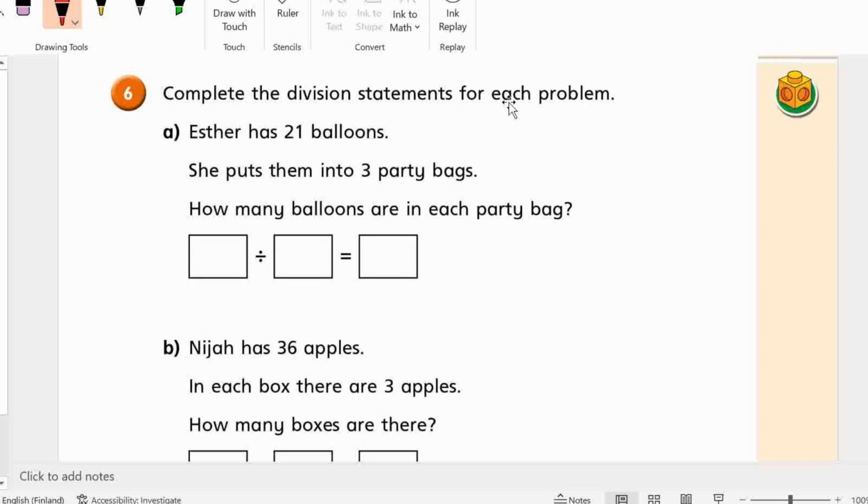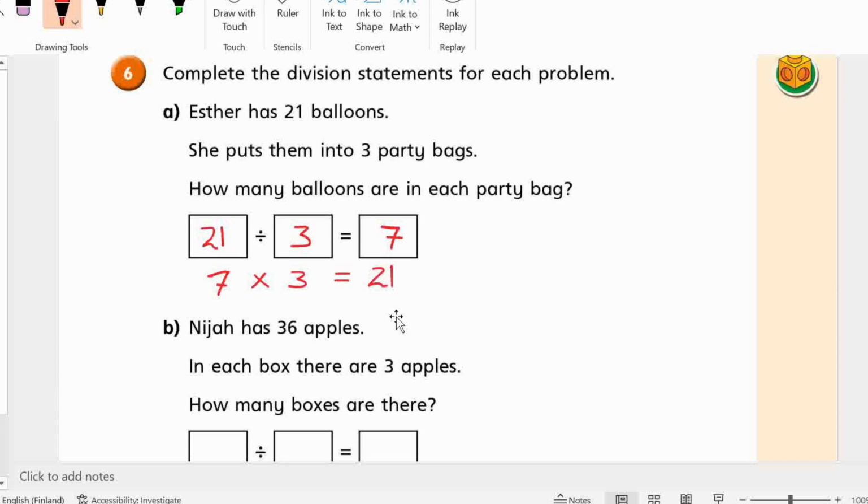Complete the division statements for each problem. Esther has 21 balloons. She puts them into 3 party bags. How many balloons are there in each bag? So in other words, we have 21 divided by 3. What will that give us? 7, good. And to check, you can always go backwards. You can go 7 times 3, and that should equal 21, because I think you know your 3 times table, so you can see that that's correct.